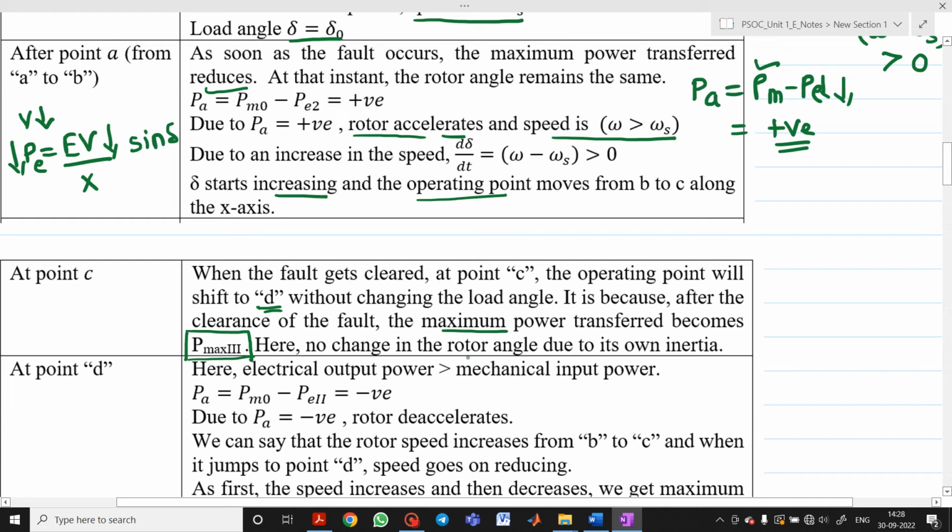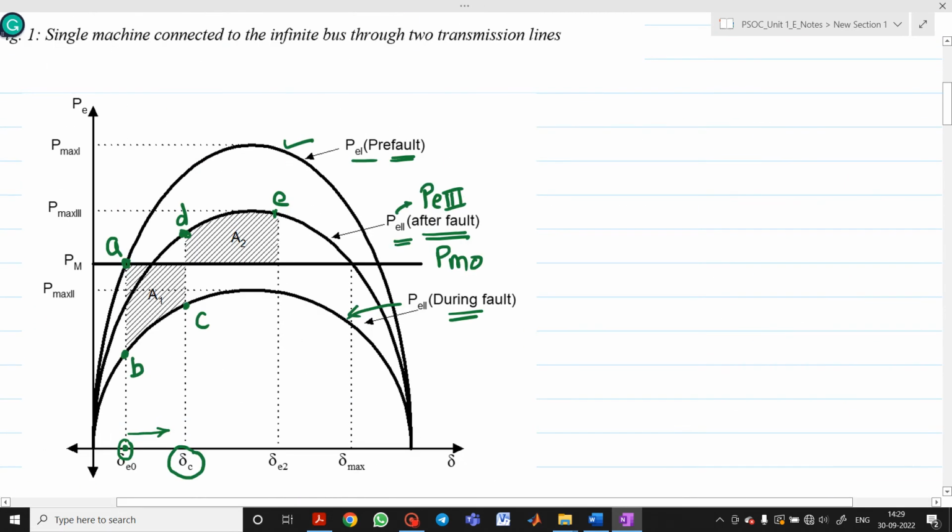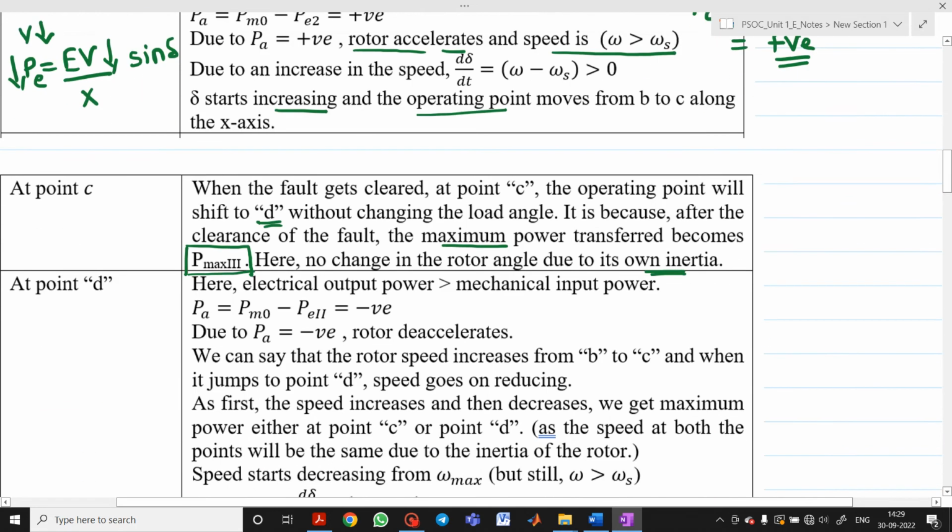Now here there is no change in the rotor angle due to its own inertia. It will not change directly or immediately; it will take some period of time. Now what happens at point D? This is your point D. What is to be observed at point D here?